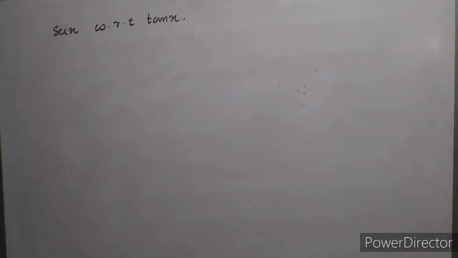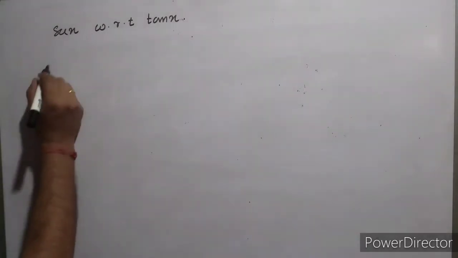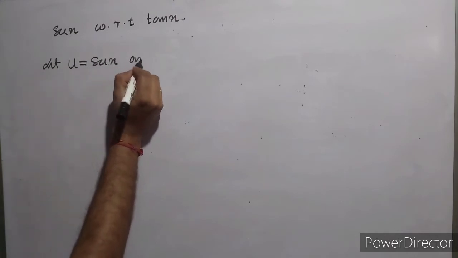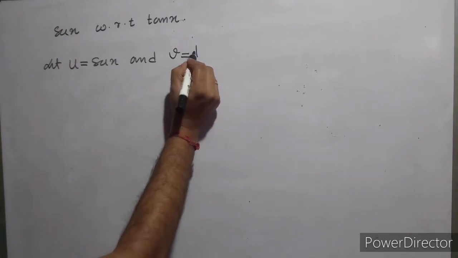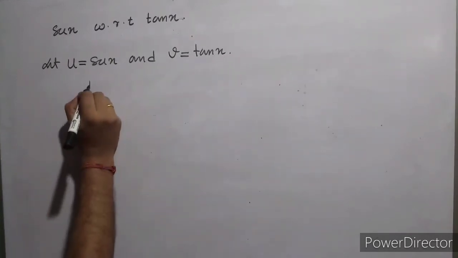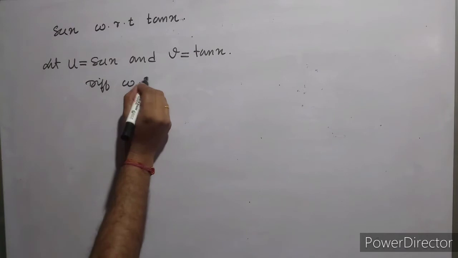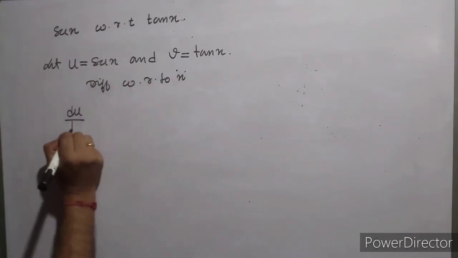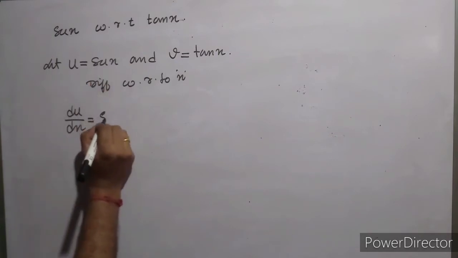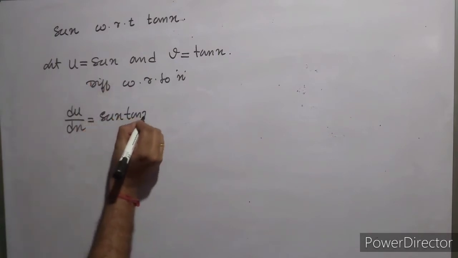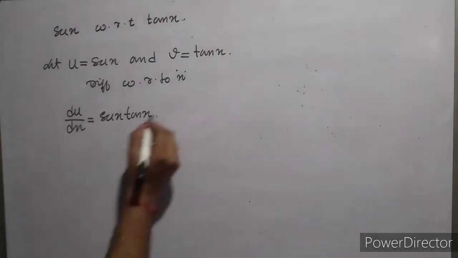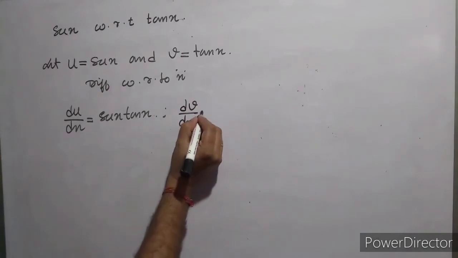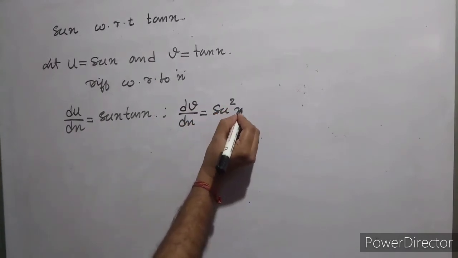Now the next question is sec x with respect to tan x. The same way I'll do. Let u is equals to sec x and v is equals to tan x. Then differentiate both the equations with respect to x. U with respect to x, du over dx. And the derivative of sec x is sec x tan x. Now this is the value of du over dx. Now similarly, v with respect to x we'll write dv over dx, and the derivative of tan x is sec square x.